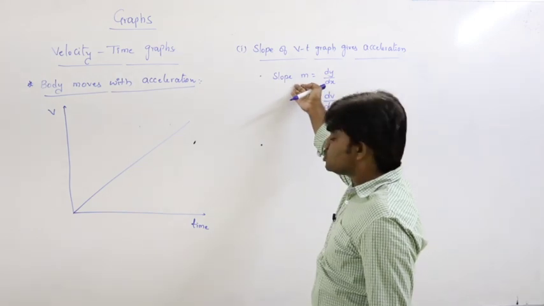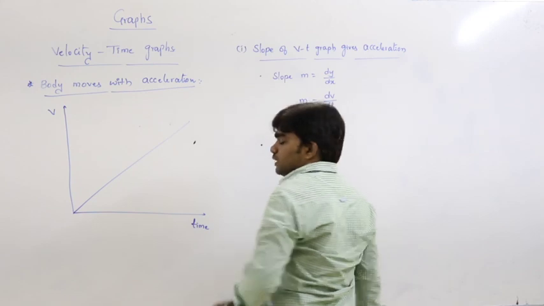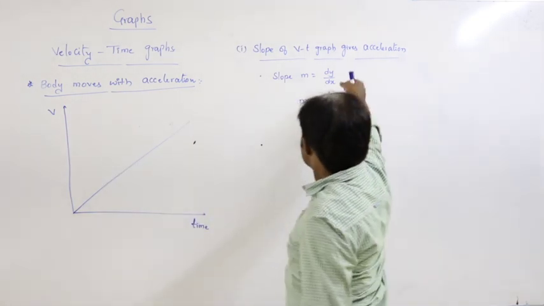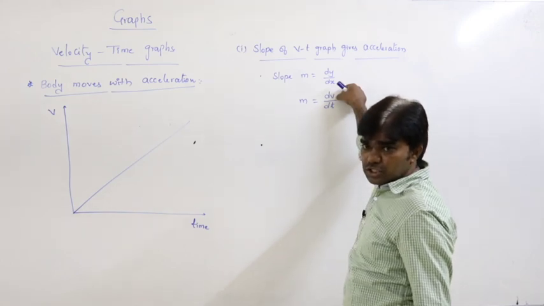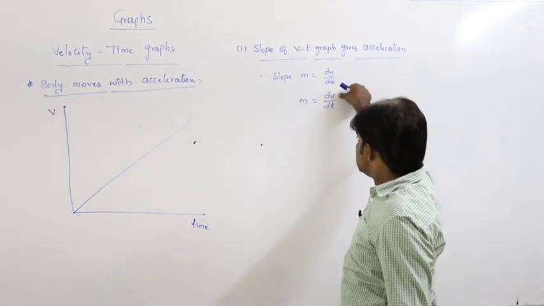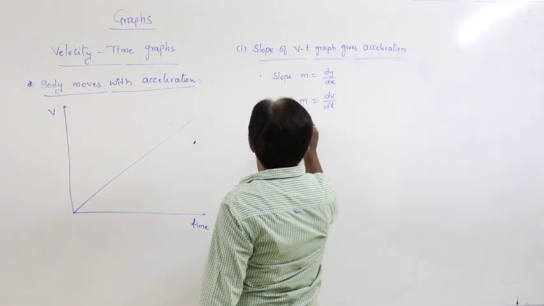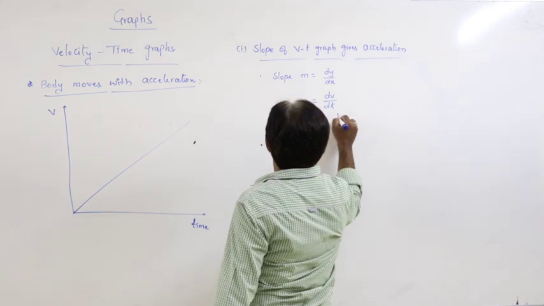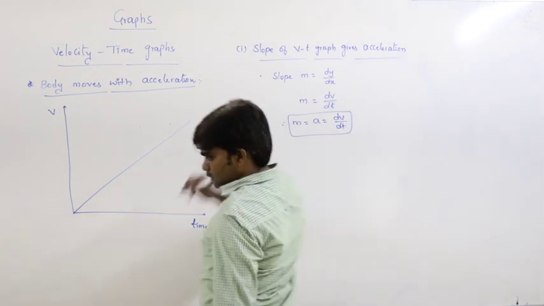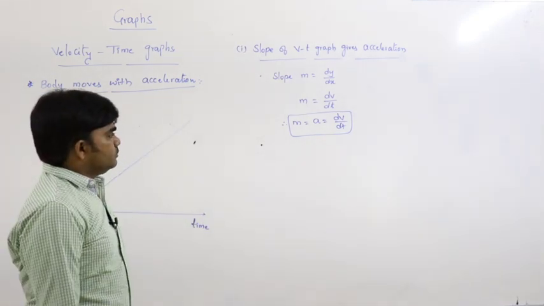How can we get here? Slope, in the sense y component by x component. What is y component? Velocity, change in velocity. X component is change in time. So change in velocity by change in time gives slope. So therefore, M is nothing but acceleration, that is dv by dt. Slope of velocity time graph gives acceleration.